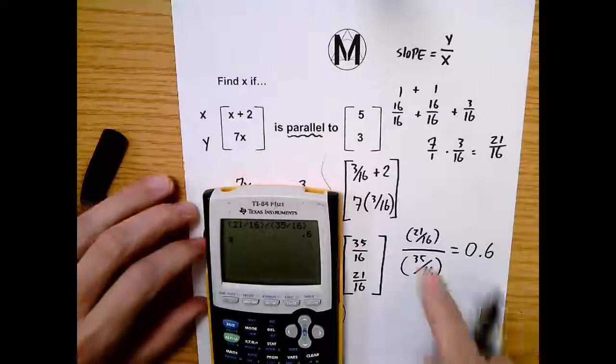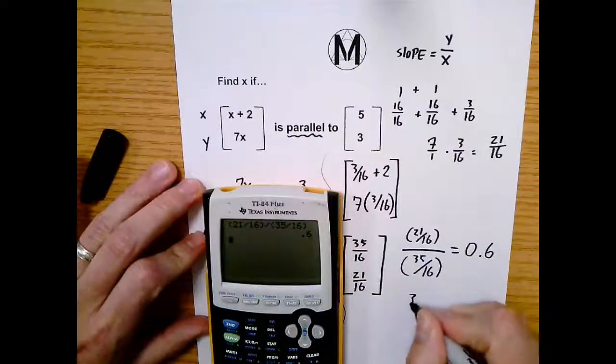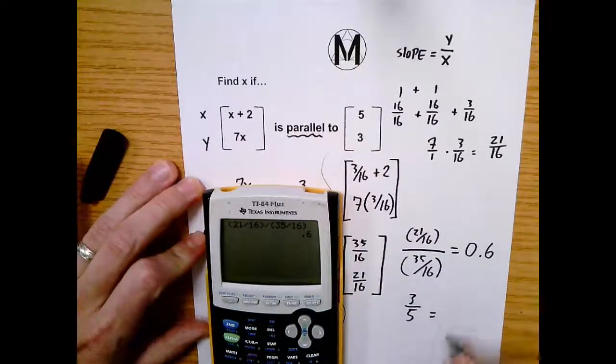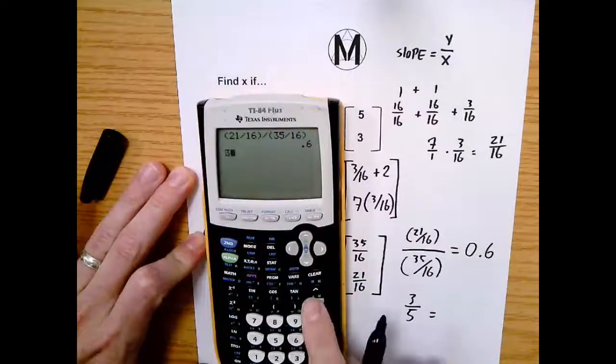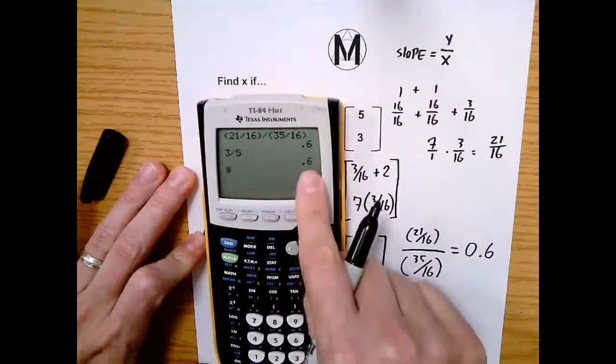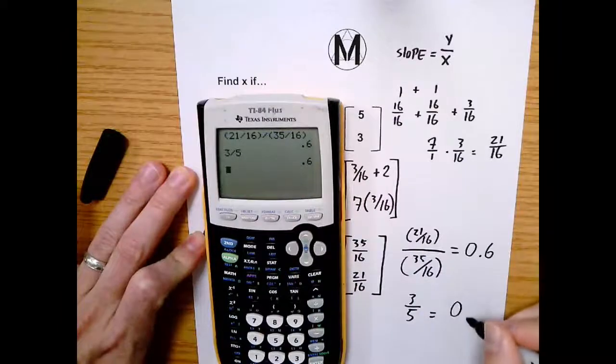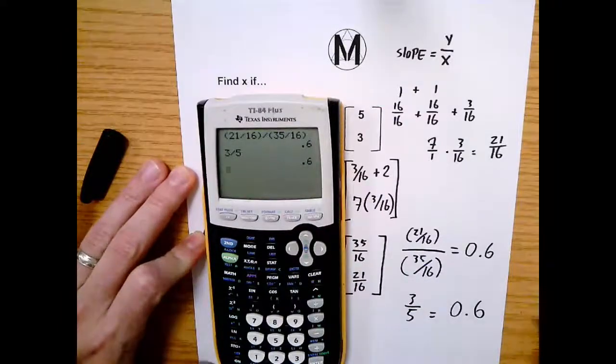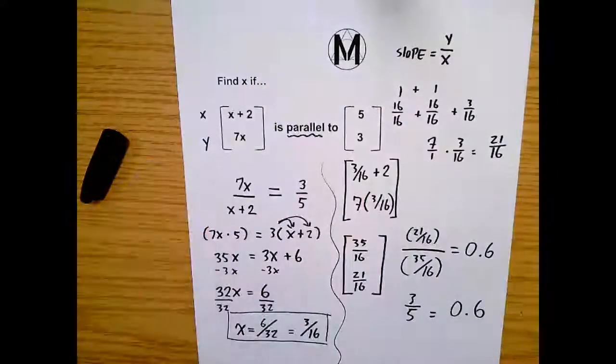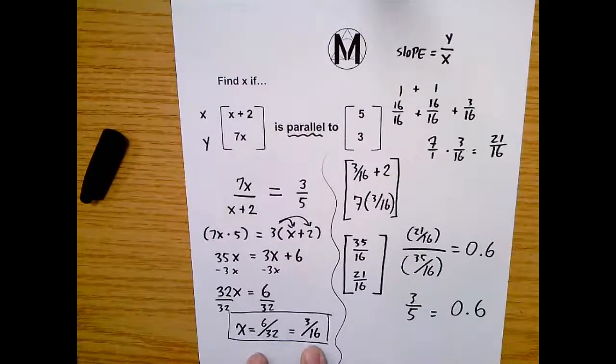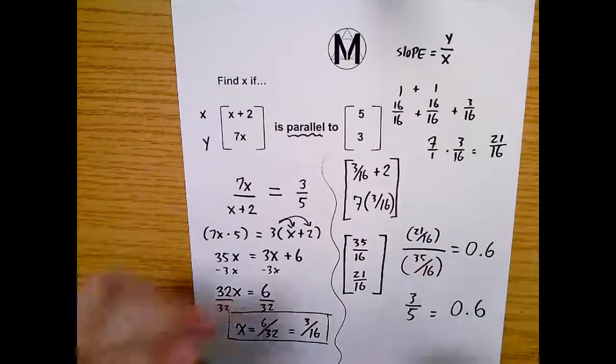So now just check your other one, which was 3 over 5. 3 over 5, and just do that in your calculator. 3 over 5, 0.6. Voila! You've just proven your slopes are the same, therefore, you know that this x value you found was correct and your answer is good. That is the beauty of algebra. You can almost always check your answer.